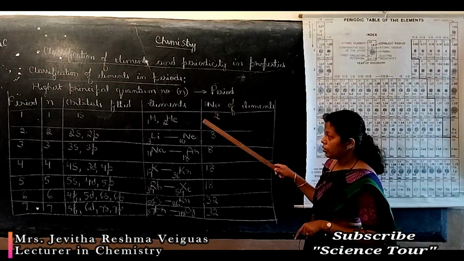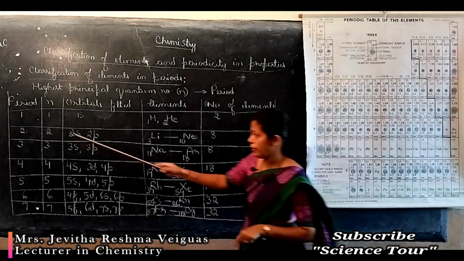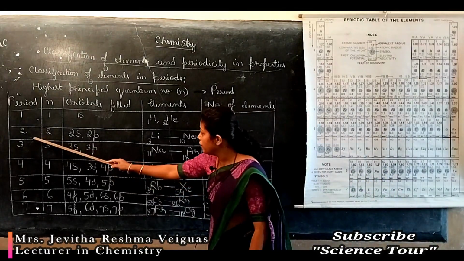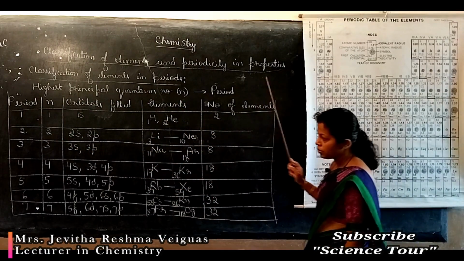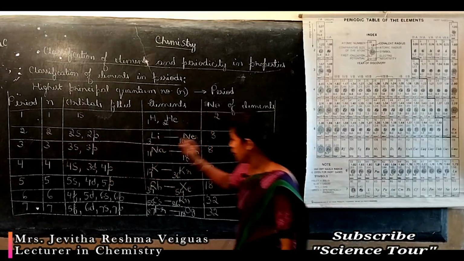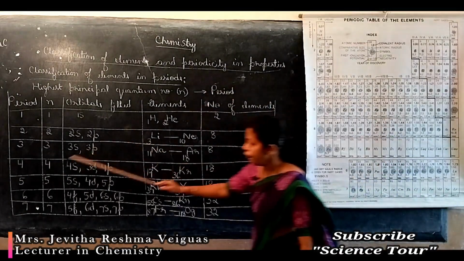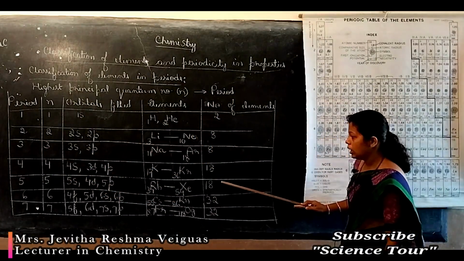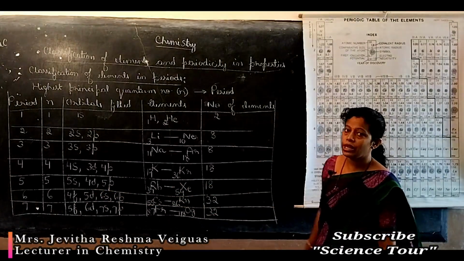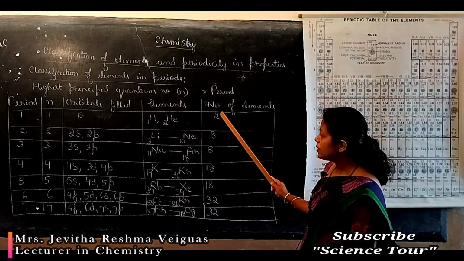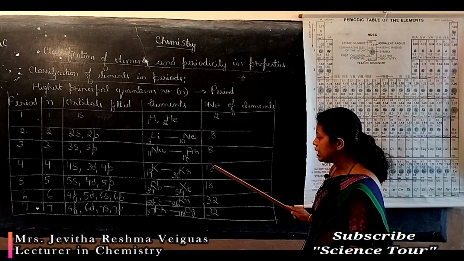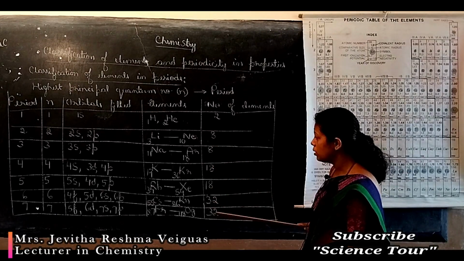So you can say this way. First period contains 2 elements only. Second period contains 8 elements. Third period contains 8 elements. Fourth period contains 18 elements. Fifth period contains 18 elements. Sixth and seventh period contain 32 elements each. So you can see the magical numbers here: 2, 8, 8, 18, 18, 32, 32.